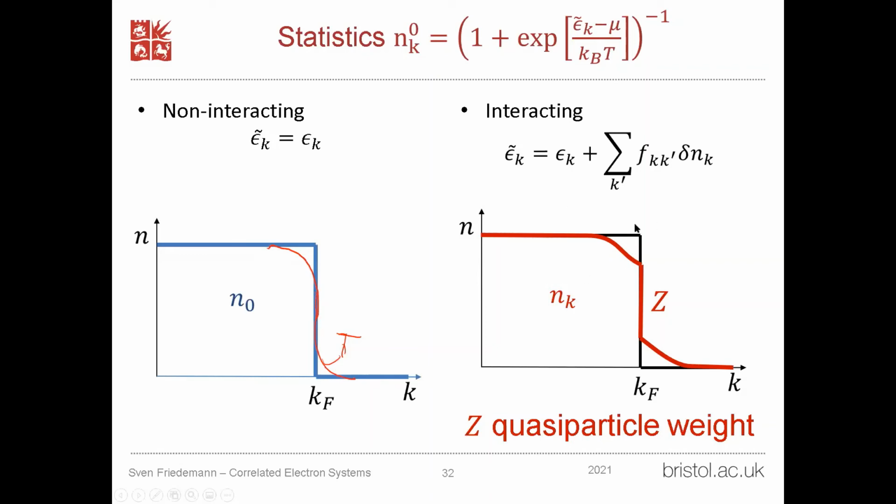It's a little bit different in this case of an interacting particle at zero temperature, because here we still have a section of the new distribution which is perfectly vertical, and this section is what's usually called the quasi-particle weight Z, and we'll come to that in a second. It is reduced compared to the non-interacting case, where we would have the full drop from N to 0. Here it's reduced.